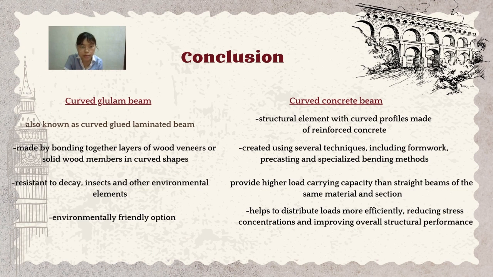For curved concrete beam, it's a structural element with curved profile made of reinforced concrete. It can be created using several techniques, including formwork, precasting, and specialized bending method. Curved concrete beam also provide higher load carrying capacity than straight beam of the same material and section. Besides, it helps to distribute load more efficiently, reducing stress concentration and improving overall structural performance.